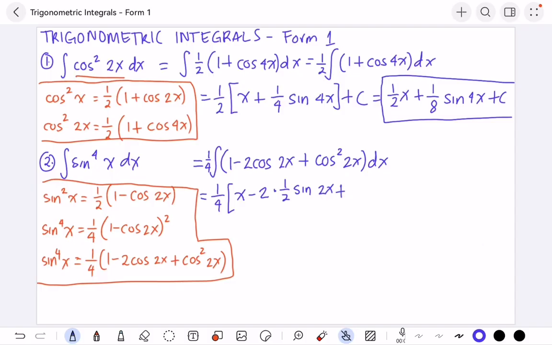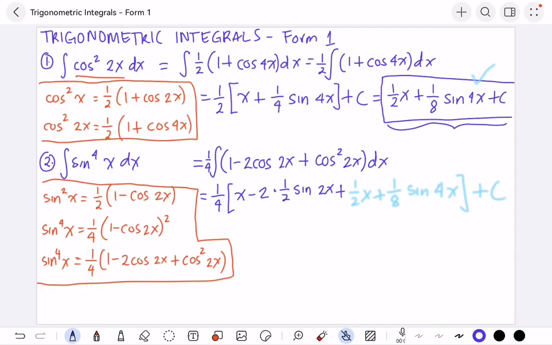Plus the antiderivative of cosine squared 2x, which is actually problem number 1. So I simply have to copy all of this. So plus, copying this here, I have 1/2 x plus 1/8 sine of 4x plus c.